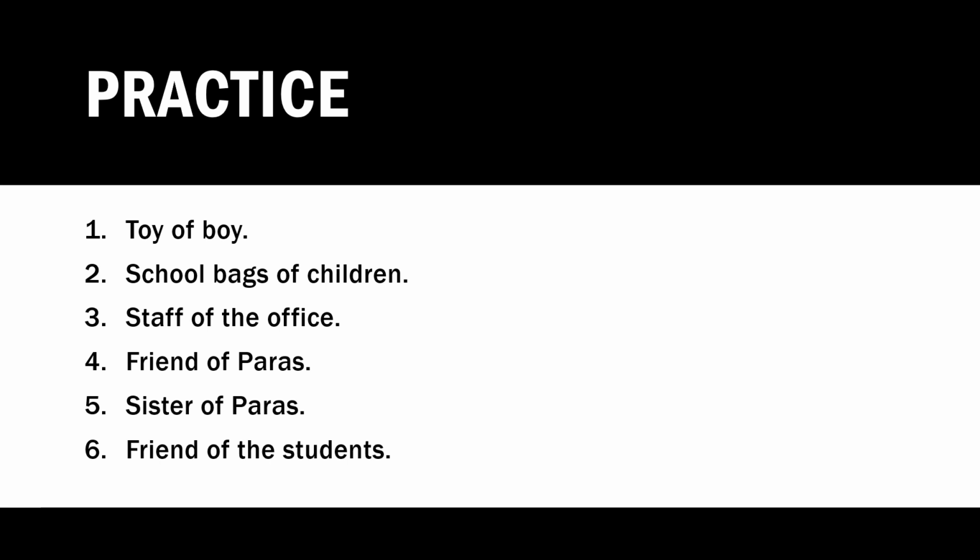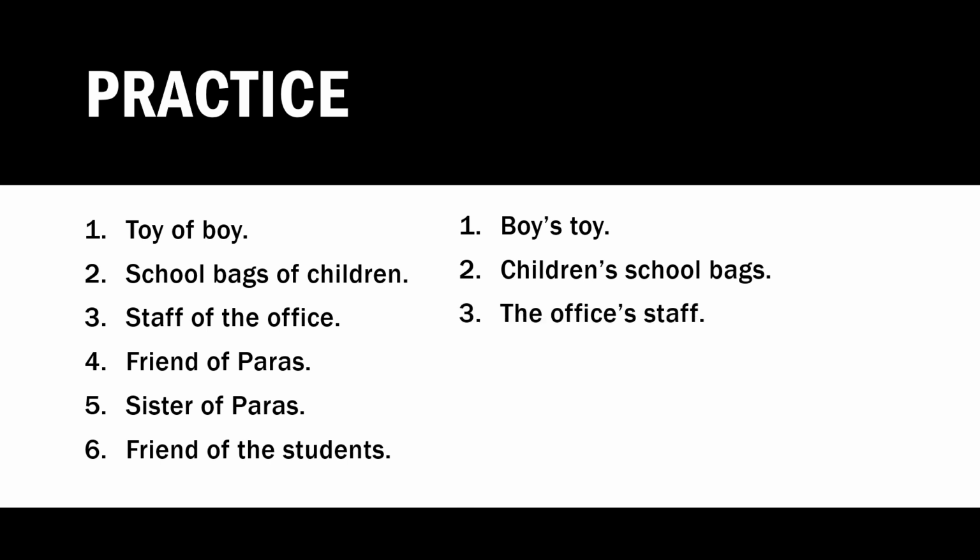So how did you get your answers? Toy of boy, boy's toy. School bags of children, children's school bags. Children is plural, but it does not end with an S, so we put an apostrophe S. Staff of the office, office's staff. Friend of Paris, Paris's friend. Sister of Paris, Paris' sister.